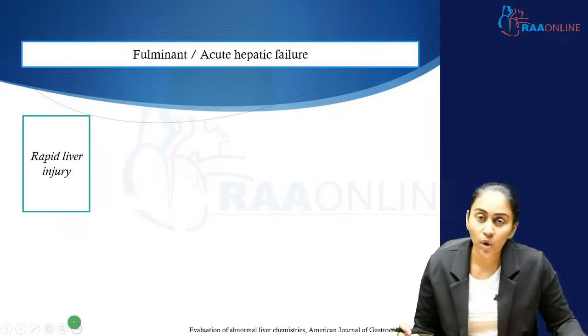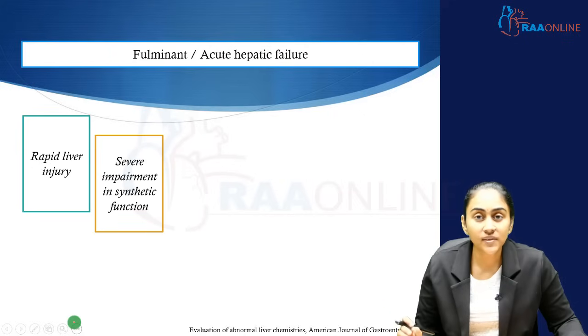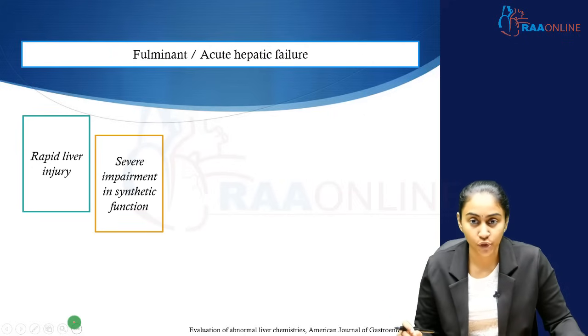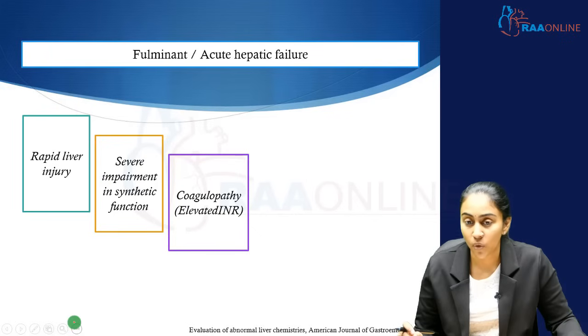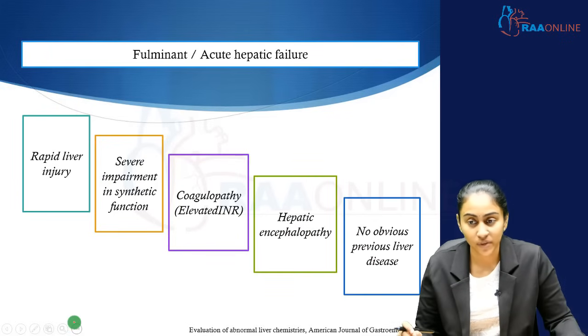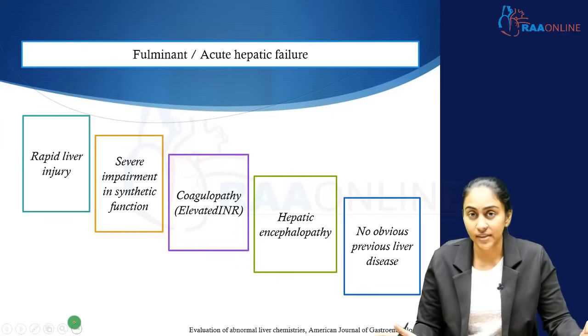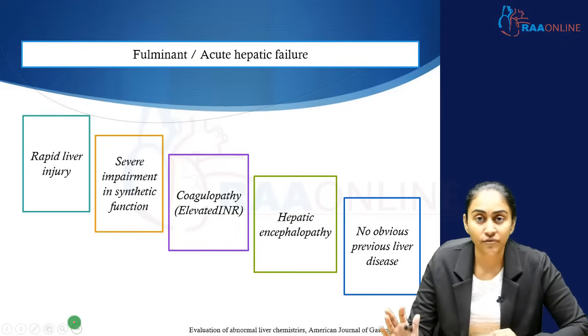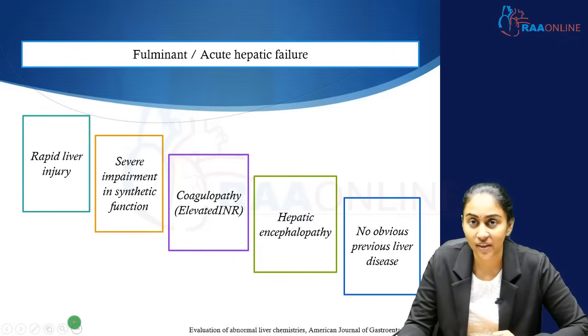Now, rapid onset of liver injury with severe impairment in synthetic function of the liver, as evidenced both by coagulopathy and hepatic encephalopathy in a patient with no obvious pre-existing liver disease, is when we would refer to the patient as fulminant hepatic failure or acute hepatic failure.